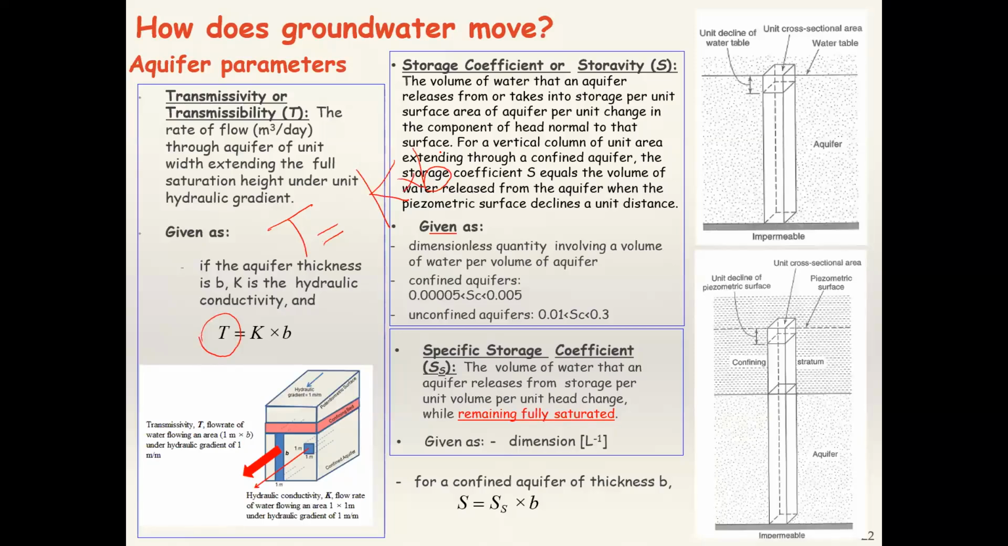The first one is called the storage coefficient. In other words, it is also known as the storativity. So what is the definition? A very simple definition: that is the volume of water that an aquifer releases from or takes into storage. How does the water release from the aquifer? Water is released when you pump water out. How does the water get taken into storage? It can be the natural recharge or it even can be the artificial recharge.